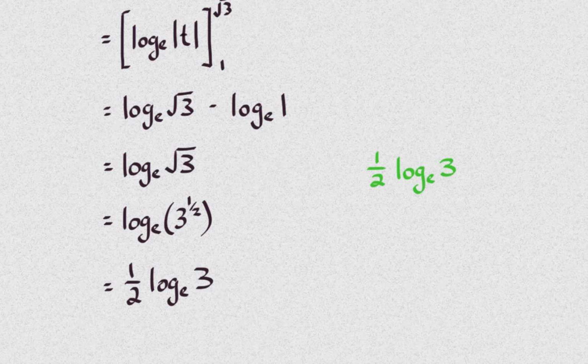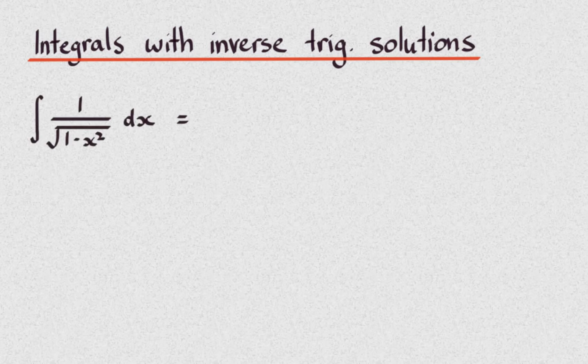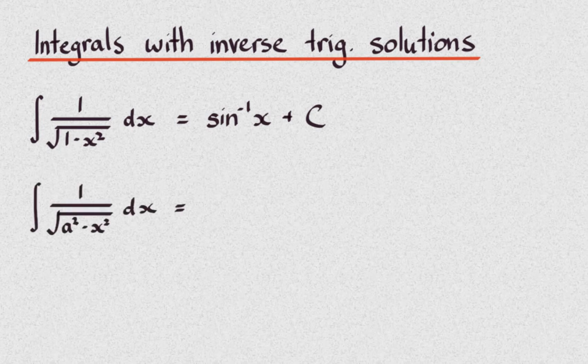Now finally, we are going to talk about integrals that lead to solutions involving inverse trig functions. So the first integral that we will look at is the integral of 1 on the square root of 1 minus x squared. This is the inverse sine function. If we make a little bit of an adjustment and rather than 1 we have some a squared value, then the effect that has is that our integral solution is inverse sine of x on a.